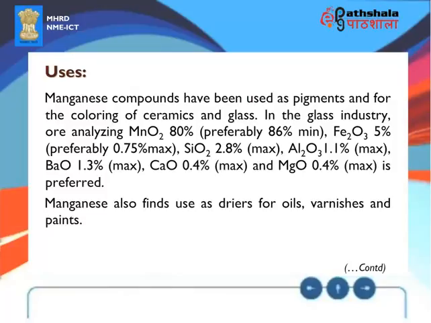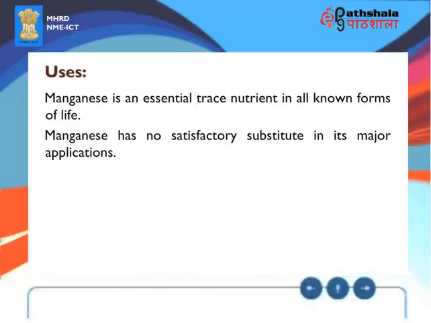In the glass industry, ore analyzing manganese oxide 80%, preferably 86% minimum, ferrous oxide 5%, preferably 0.75% maximum, silicon oxide 2.8% maximum, aluminium oxide 1.1% maximum, barium oxide 1.3% maximum, calcium oxide 0.4% maximum, and magnesium oxide 0.4% maximum is preferred. Manganese also finds use as dryers for oils, varnishes, and paints. Manganese is an essential trace nutrient in all known forms of life. Manganese has no satisfactory substitute in its major applications.